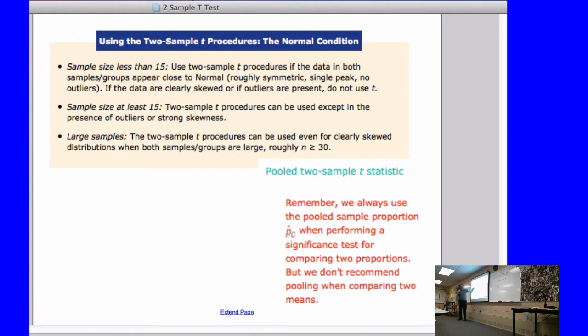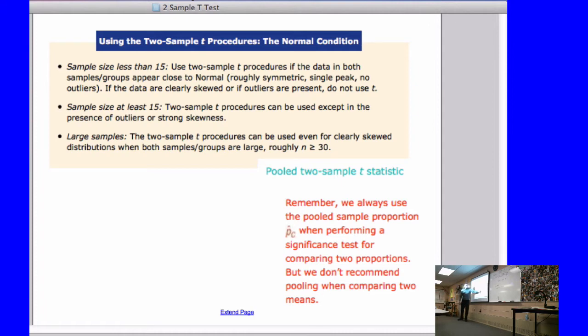Nothing new there. If the sample size is between 15 and 30, two-sample procedures can be used except in the presence of outliers or strong skewness. Nothing new there. And a large sample is greater than or equal to 30, even for clearly skewed distributions when both samples or groups are large enough. Nothing new there. Difference here is that we have two sets. So if one of the two is not more than 30, then we have to test it with a histogram or a box and whiskers or something like that, right?